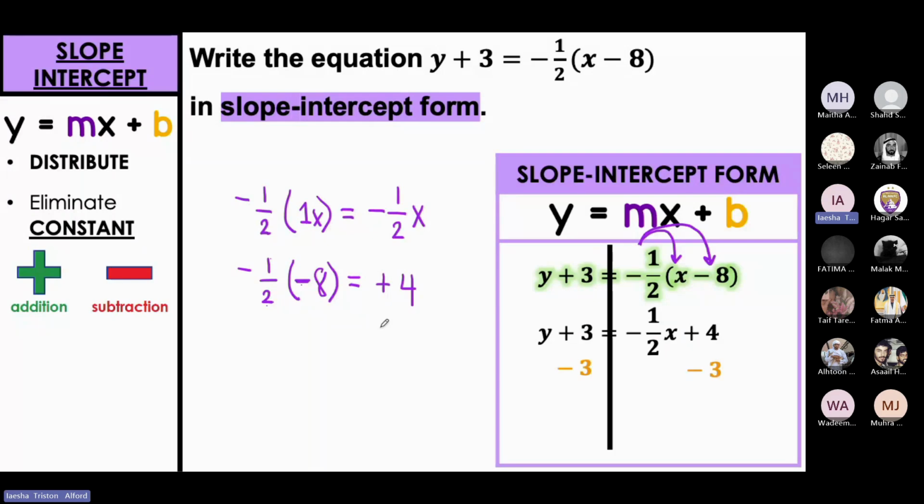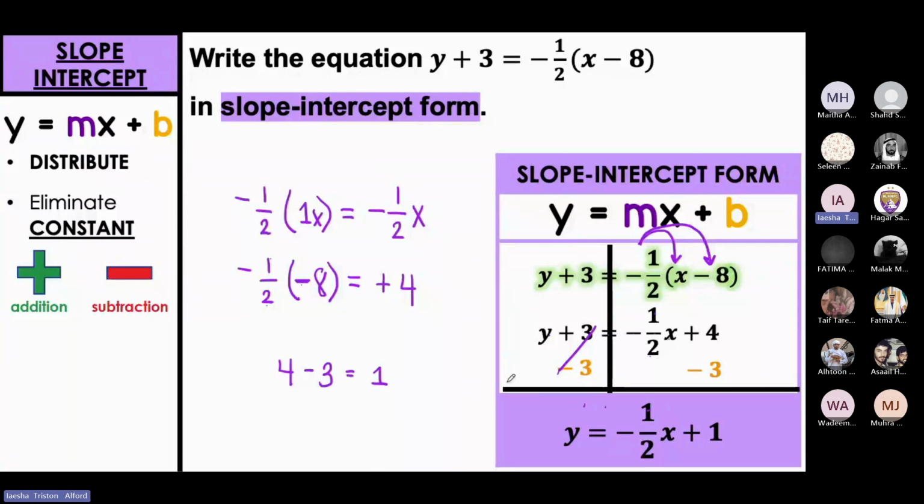Next step, subtract 3 both sides. 3 subtract 3 in the calculator makes 0, so you can delete this one. The y, keep it down. The equal, keep it down. The negative 1 over 2x, keep it down. This part, positive 4 subtract 3, will give you positive 1. So the final answer, y equals negative 1 over 2x plus 1, because this one is positive.